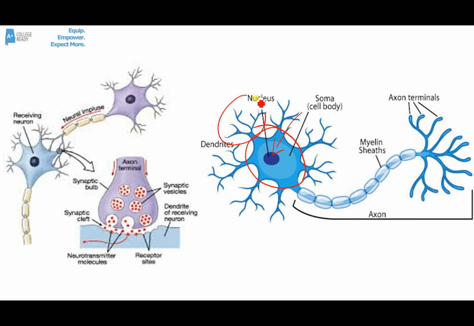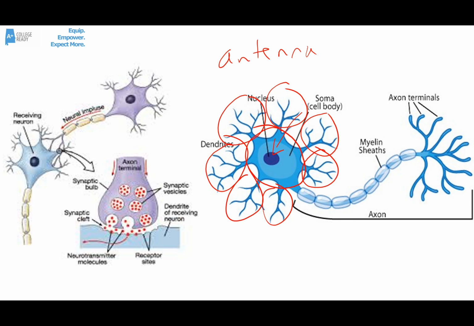Branching off of that are multiple dendrites. These dendrites typically connect up to a receptor or to another nerve. Think of them like an antenna, and they are receiving information. They're receivers. Branching off that cell body or soma usually is one axon. This axon carries outgoing information.